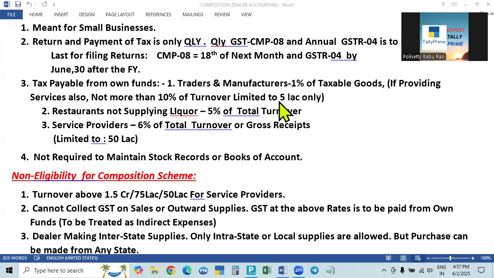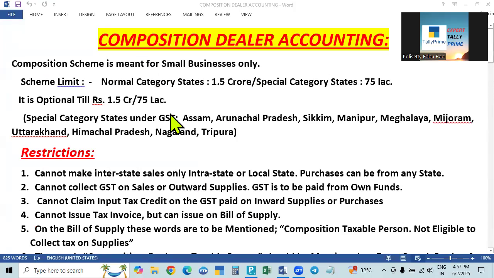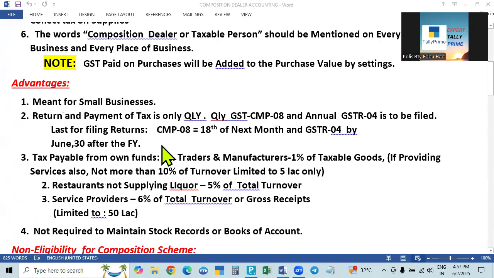If it crosses this, he can be a separate service provider, or any person, not a trader, or any other person also giving service, he has to register under this and pay 6% of total turnover, but the limit is 50 lakhs. Okay. For other people, the limit is 1.5 crore or 75 lakhs depending on the state. And then these are all the restrictions and advantages.